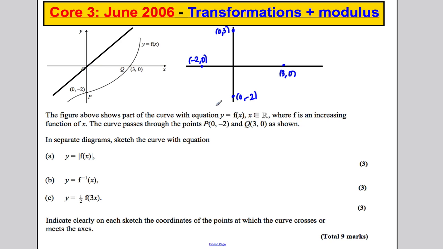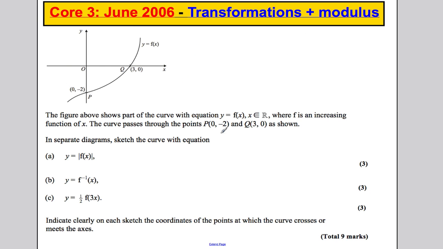You know the graph looks something like this. That would be the line y is equal to x. So reflecting it, it must look something as follows. Something like that, a reflection in the line y is x. So this would be f to the minus 1 of x.